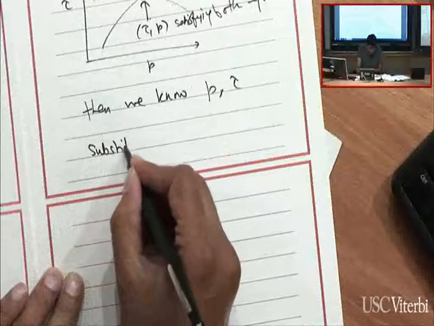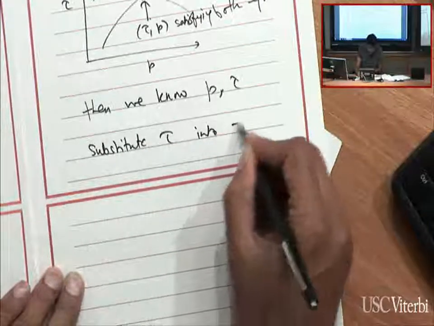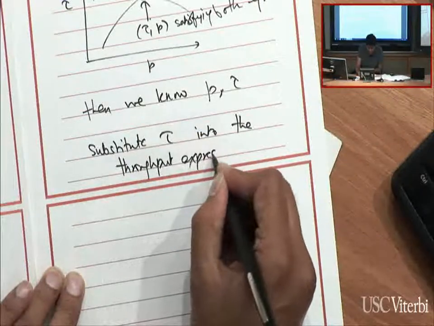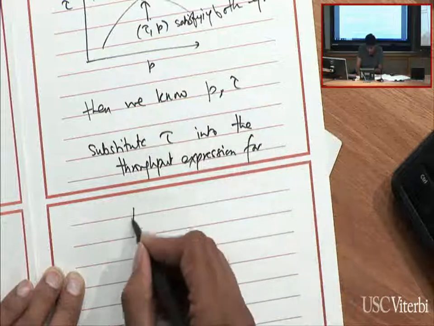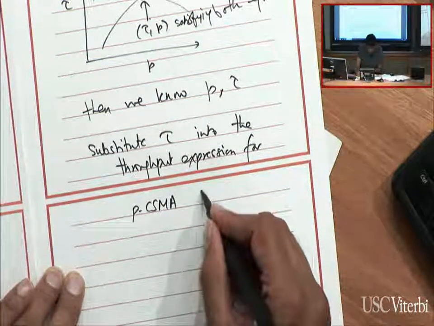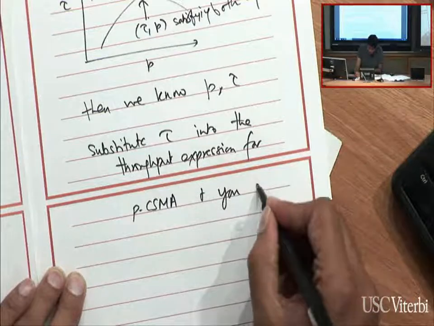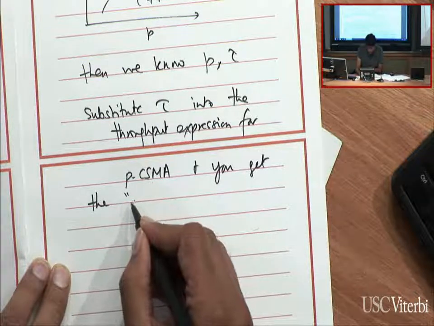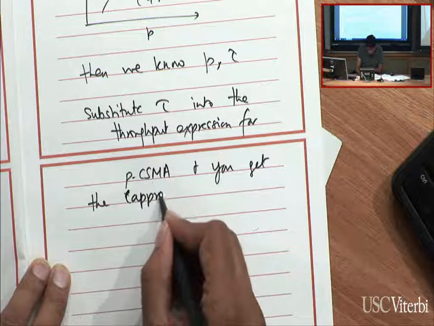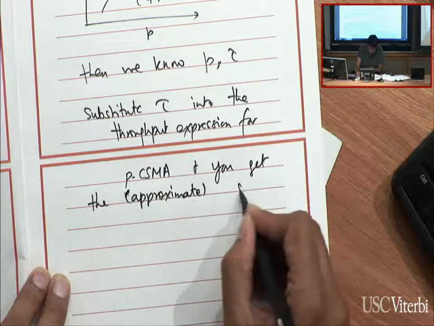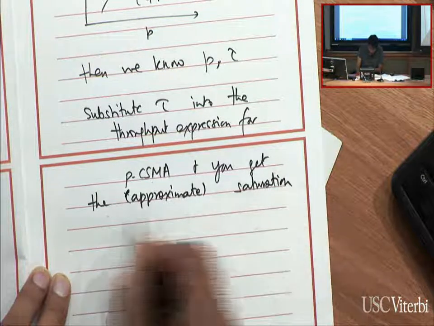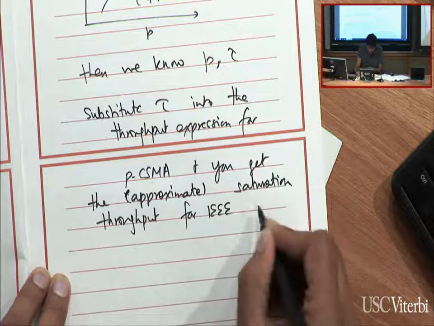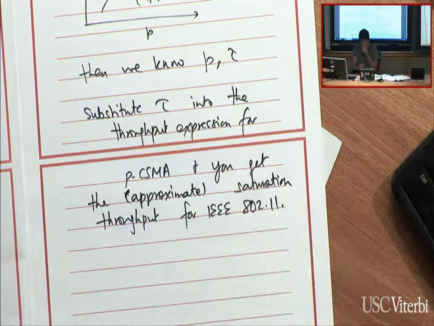Substitute tau into the throughput expression for PCSMA, and you get, and I'll put this in quotes or parentheses maybe, approximate saturation throughput for IEEE 802.11 CSMA.